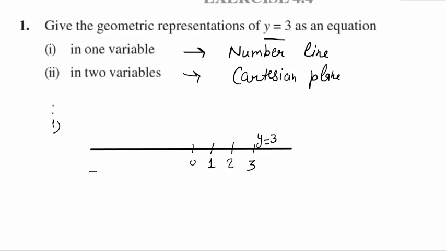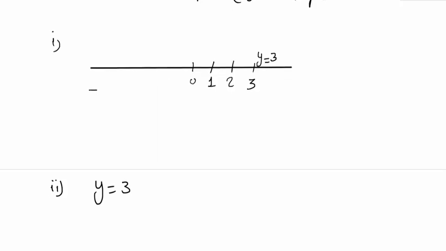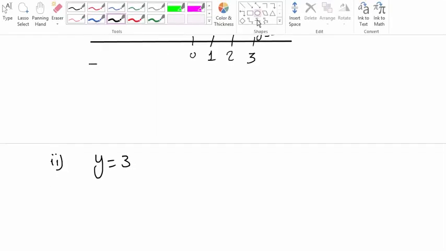Now in two variables, you know that we have learned that y equals 3 is the equation of a line that is parallel to the x-axis. In two variables, first of all, draw the Cartesian plane.